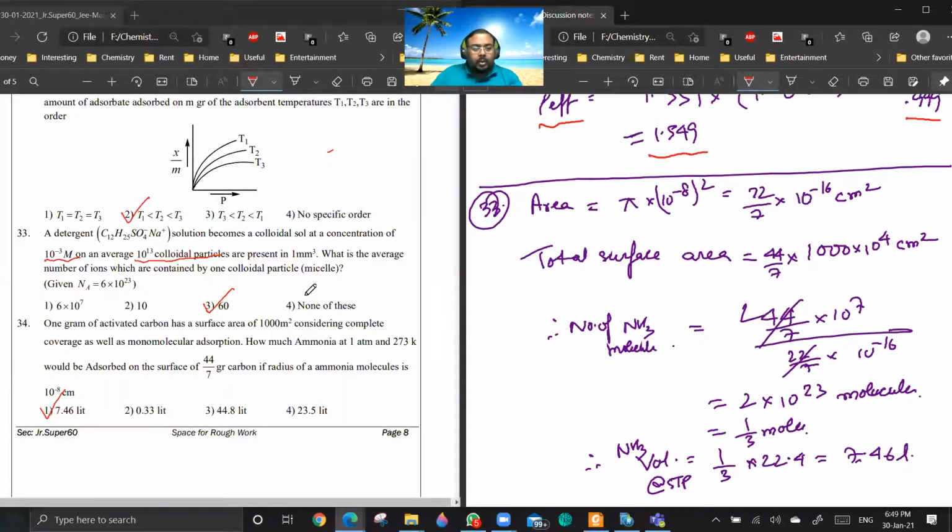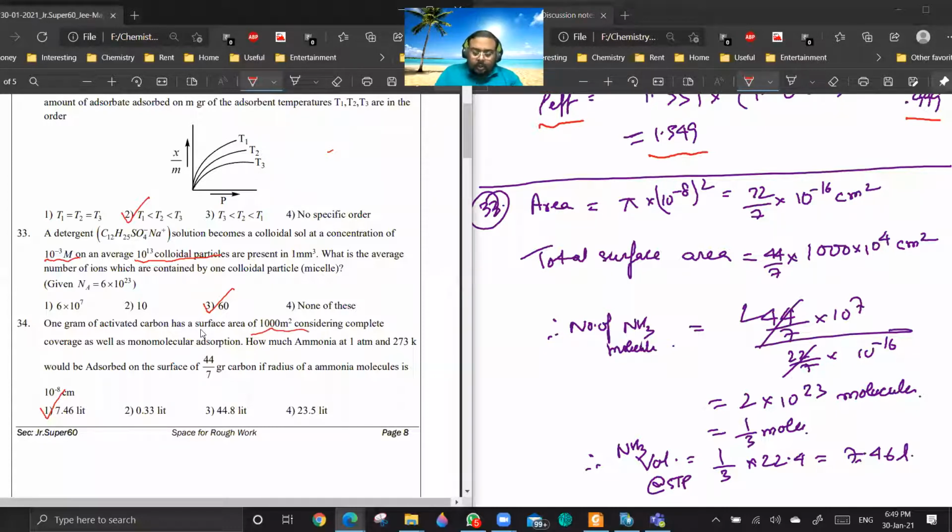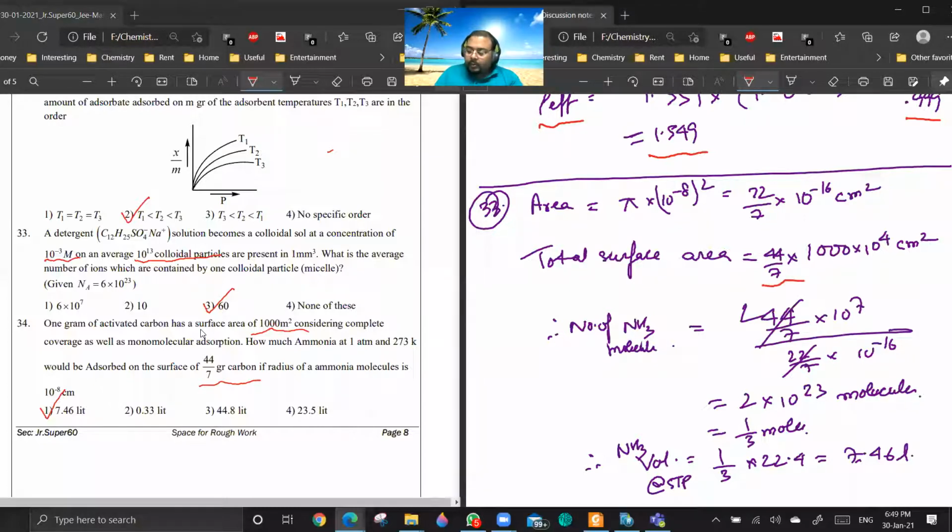In 34, you see, it is saying 1 gram of activated carbon has how much area? 1000 meters square. So 44 by 7 grams will have how much? 44 by 7 into 1000 meters square. And we want everything in centimeters square because the radius is given in centimeters, so into 10 power 4 centimeters square. Is it clear? The total surface area.